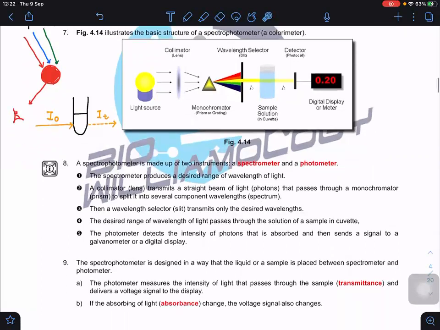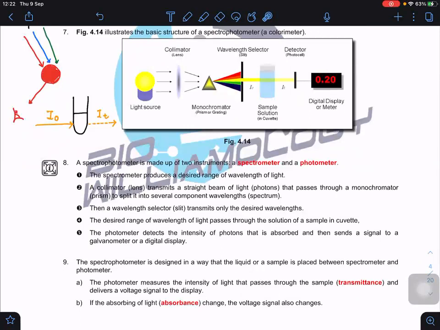Okay, so a spectrophotometer is made up of two instruments. Here we have a spectrometer and also the photometer. The spectrometer produces a desired range of wavelengths of light. So we have the collimator here to transmit the lights and pass them through a particular prism, so that later we have this selector to select a particular wavelength and allow these lights to pass through my solution. So we place our solution in a container. This container is known as cuvette.